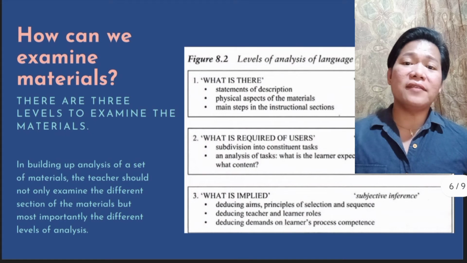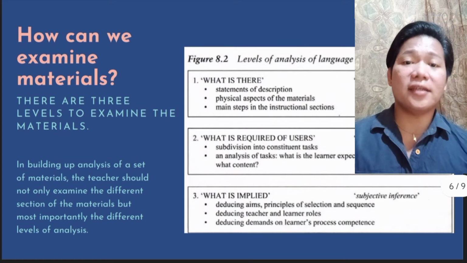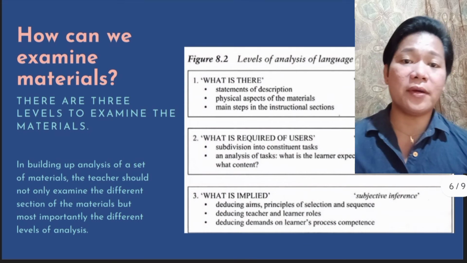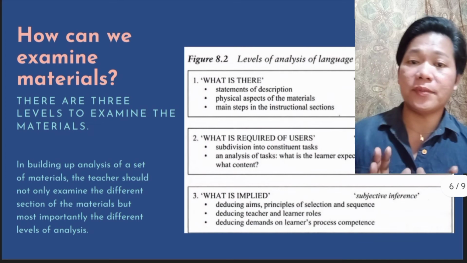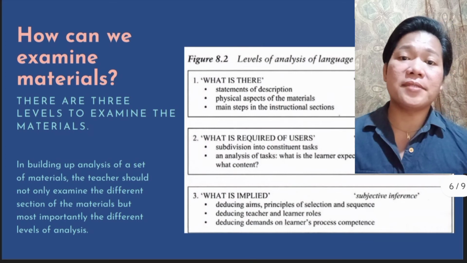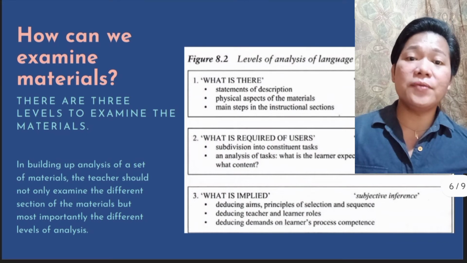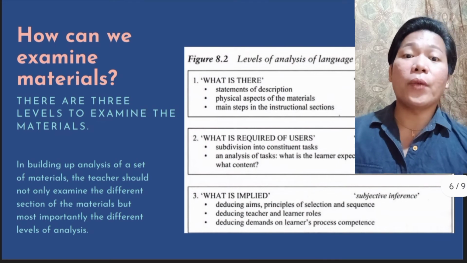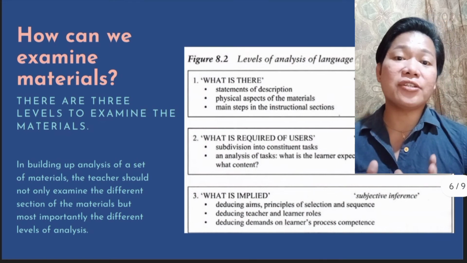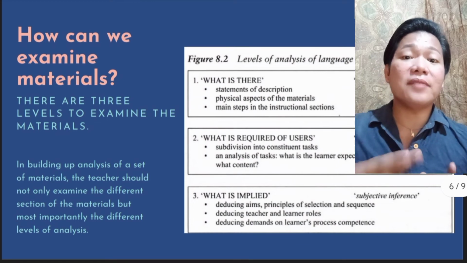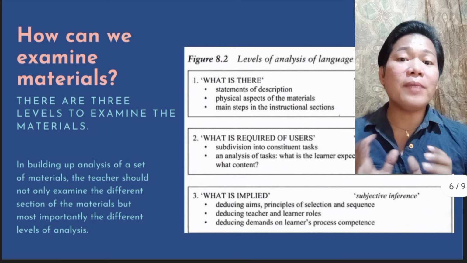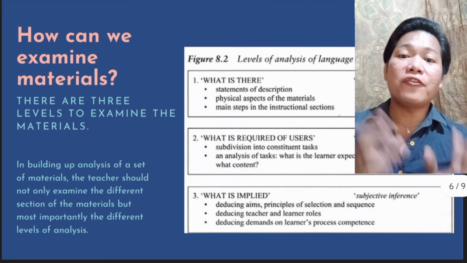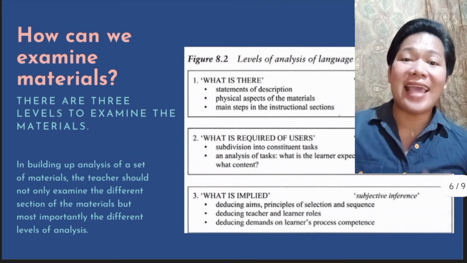So the final level of analysis draws on and finds the level 1 and level 2 to come to some general conclusion about the apparent underlying principles of the materials. So the first subsection from this level is the deducing aims, the principle of selection and sequence. Working from the description of the explicit nature of level 1 and analysis of the task from level 2, it will now be possible to make the statement about the overall aims of the materials and the basis for selecting and sequencing both task and content.